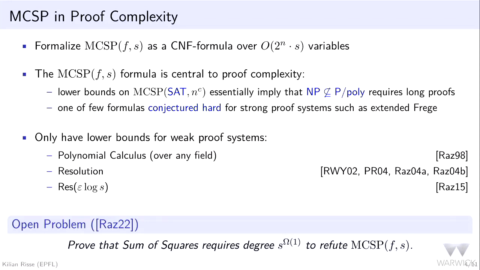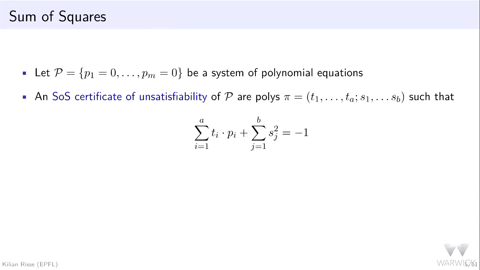So let me quickly introduce what the sum of squares proof system is. If you're given a system of polynomial equations P, where each one of these P_i is an axiom, then an SOS certificate of unsatisfiability is a list of polynomials T_1 through T_a and S_1 through S_p, so that if you multiply the T_i by the axioms P_i, sum them, and add in the S_j squared, you get equal to -1, as a formal polynomial.